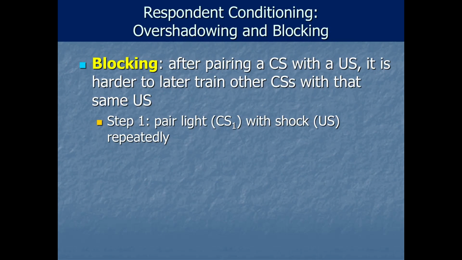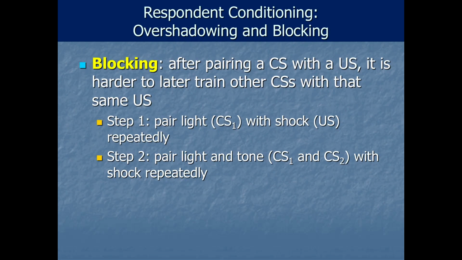But for this experiment, for our blocking experiment, let's now go further. Let's add an additional step. So in step 2, in the next phase of this experiment, we might pair the light that they saw before and also a tone. So we're going to play both. We're going to turn on the light and the tone at the same time. Then the shock comes on. And we'll do this pairing over and over again. So it's light and tone, then shock. Light and tone, then shock. Light and tone, then shock. And do that for a while.